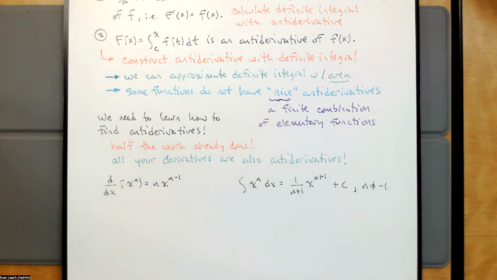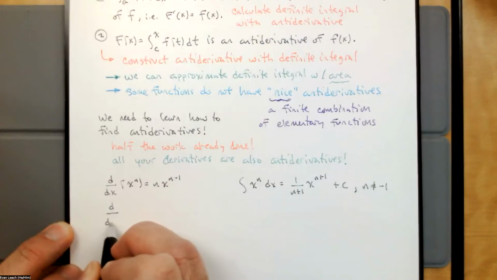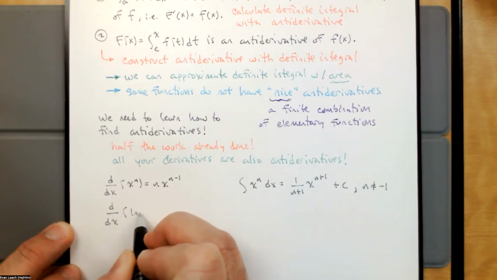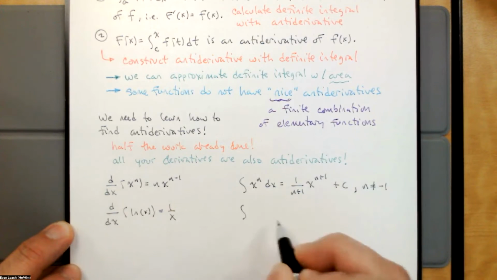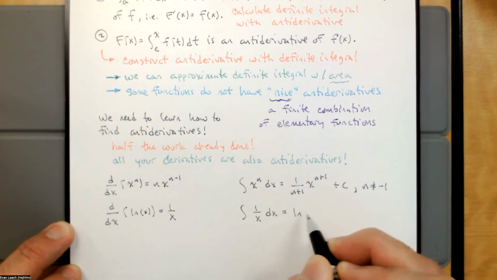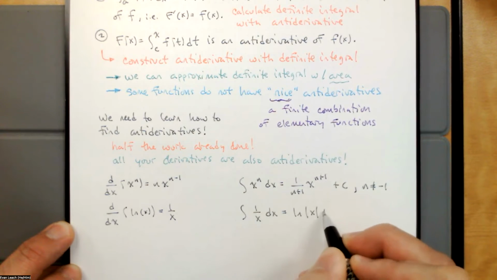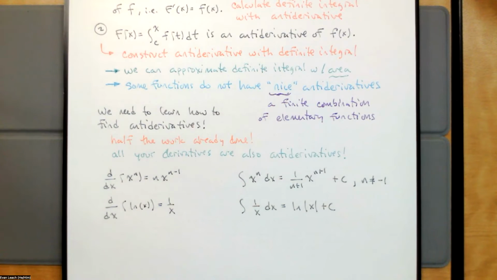So this add 1 to the exponent, divide by the new exponent doesn't work if the exponent is -1, but that's okay, because we also know the derivative of natural log. So it's all because we know these derivatives. The derivative with respect to x of the natural log of x is 1 over x. And so that means that the antiderivative of 1 over x dx is natural log of absolute value of x plus c. So we have it taken care of when n is equal to -1. So that's all okay.